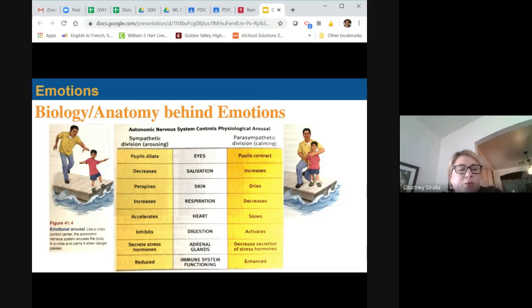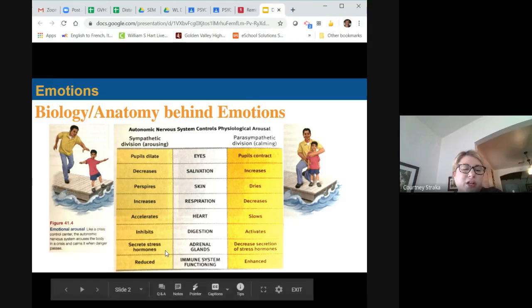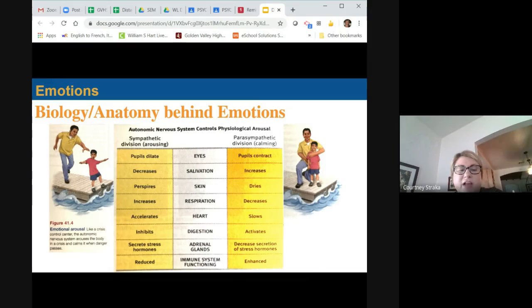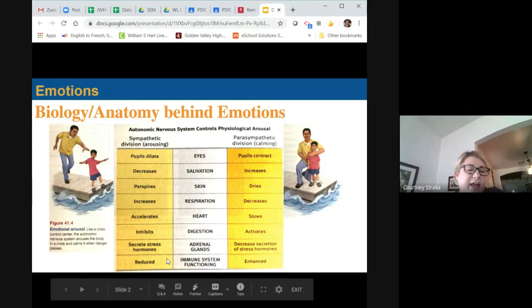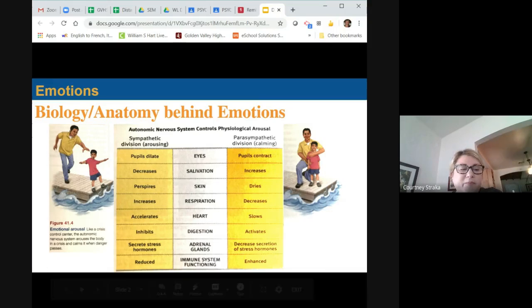Okay. So we've got your pupils dilating, salivation decreasing, your skin starting to perspire, respiration increasing, and your heart rate accelerating. We're inhibiting digestion, meaning your body's not trying to digest food in this state. You're secreting stress hormones, for instance adrenaline, and you have reduced immune system function.